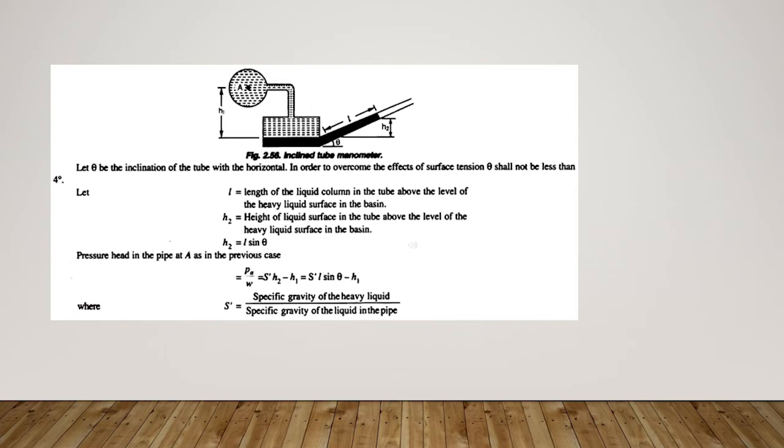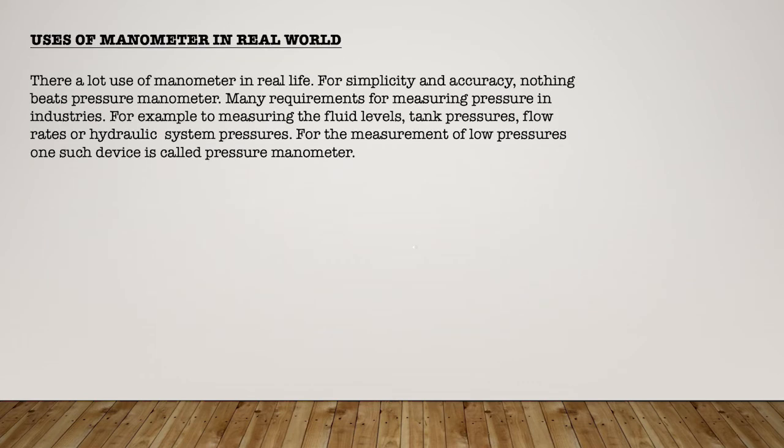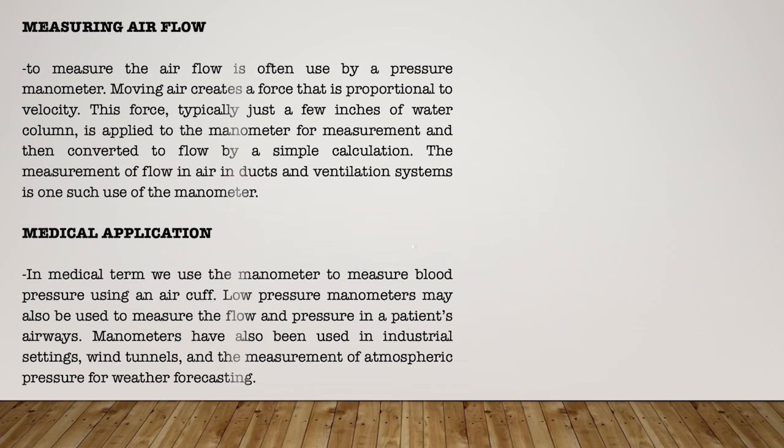There are a lot of uses of the manometer in real life. For simplicity and accuracy, nothing beats the pressure manometer. There are many requirements for measuring pressure in industry, for example, to measure fluid level, temperature, flow rate or hydraulic system pressure. For the measurement of low pressure, one such device is called a pressure manometer. So these are two examples of the application of the manometer in the real world.